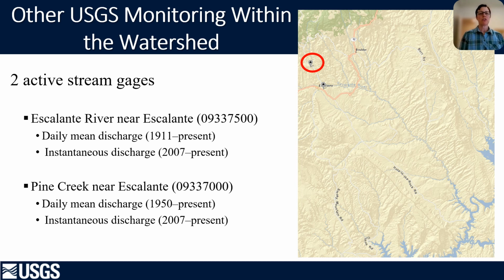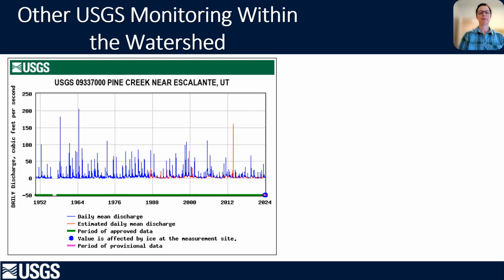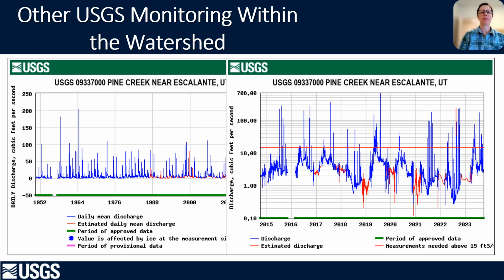The second active gauge is Pine Creek near Escalante. This gauge has daily mean discharge records from 1950 to present, with a small gap of only a couple of years in the mid-1950s. It also has instantaneous discharge records from 2007 to present, and this hydrograph shows the data for water years 2015 through 2023. At this gauge, the snowmelt peak is shifted later in the spring versus the Escalante River gauge, and it's not as easy to distinguish the monsoonal events from the snowmelt peak.